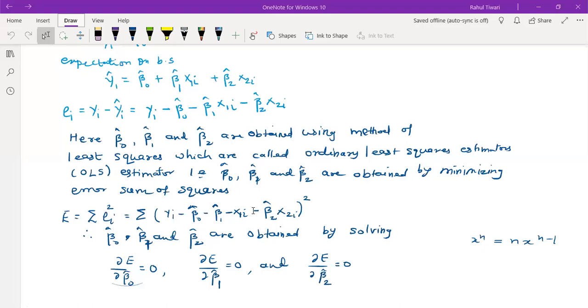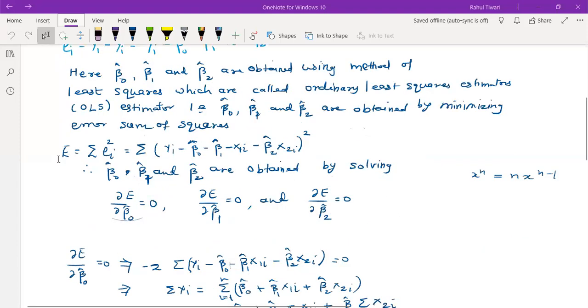So that's why we have to minimize the error sum of squares, and assuming e is the summation of ei square, because it is the error sum of squares, we need to do the sum and their square. Then to get the parameters we have to differentiate with respect to the respective parameters. This is one condition, and the second condition is that your second derivative should be positive.